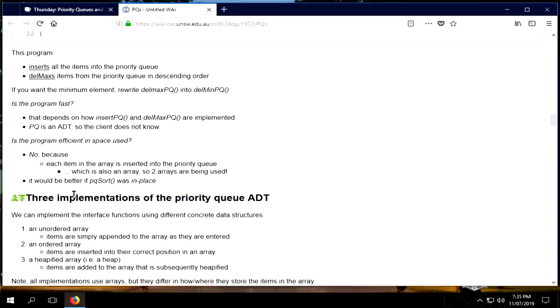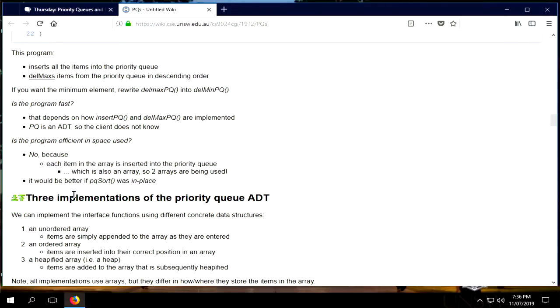Well, before we get on to the implementation, just a couple of things. Is it going to be fast? Is this program going to be terrible in performance, or is it going to be fast in performance? The answer is, in terms of speed, we don't know, because we don't know what the ADT is doing.